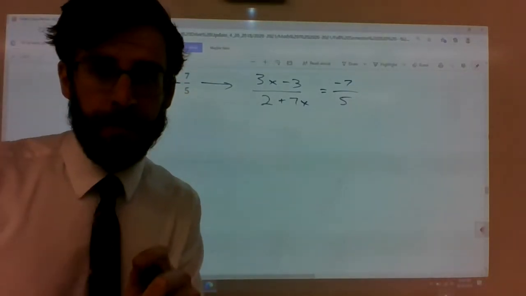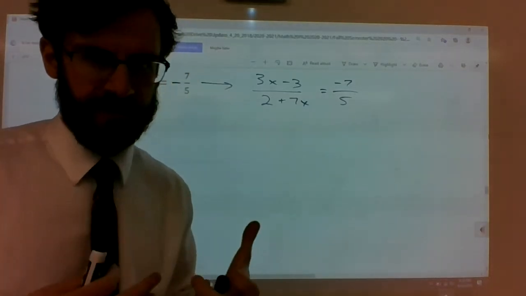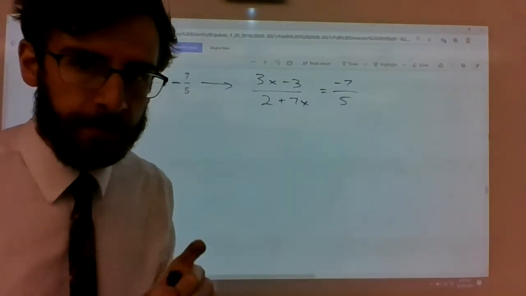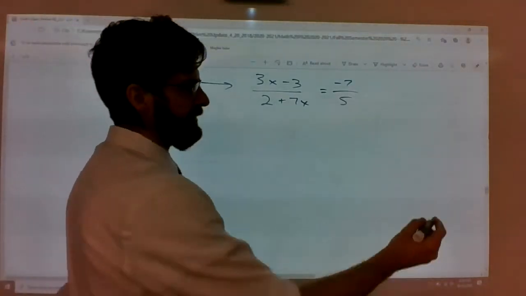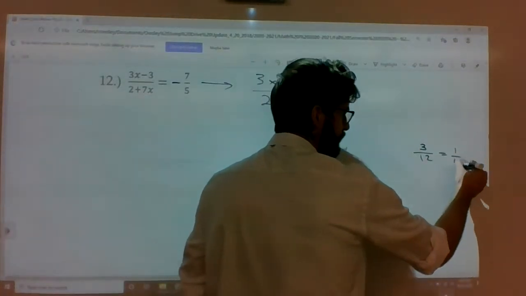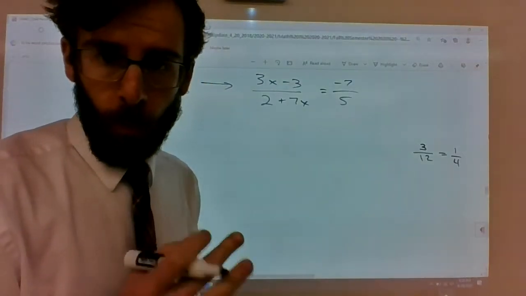The second thing to keep in mind is that we're able to rewrite fractions any way that pleases us as long as we're consistent and proportional. What I mean by that is, if you had the fraction 3 over 12 equals 1/4, which is a true statement, okay? 3 over 12 equals 1/4.